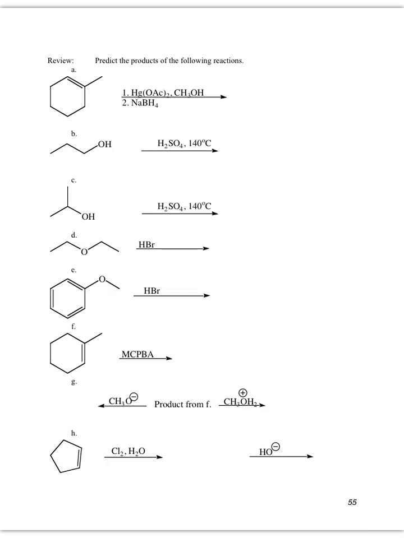So here we have the predicted products for all the different reactions in alcohols and ethers. If we have mercury acetate and methanol, we're going to get the methyl ether. If we have a primary alcohol with not too high of heat, we get the ether. If we have a secondary one and we reflux it, we're going to get the alkene. If we have an ether, we're going to get two equivalents. In this case, where both sides of the ether are equivalent, we're going to get two equivalents of ethyl bromide.